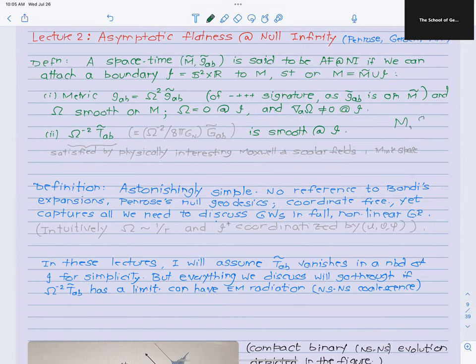Now I'm changing notation. Previously, I called (M, g_ab) the physical spacetime. But since we're going to be working mostly with the conformally rescaled spacetime, I'm now calling the physical spacetime with a tilde. So there's a change of notation from the first slide to this slide. The physical spacetime quantities will have tildes on them. We'll say that the physical spacetime is asymptotically flat at null infinity if we can attach to it a boundary. The topology of the boundary is S2 cross R, such that the following very simple conditions hold.